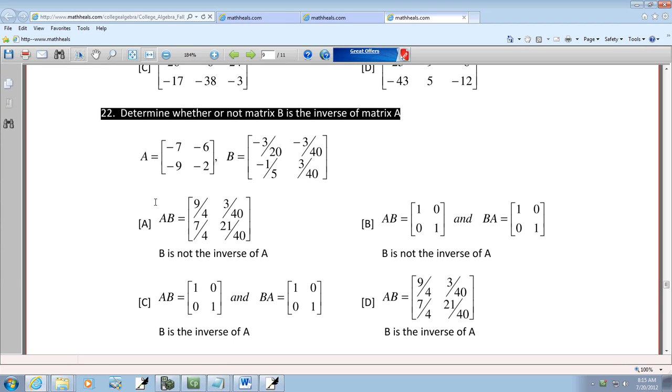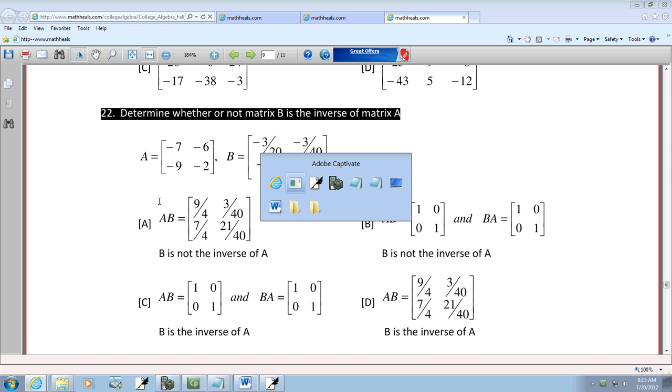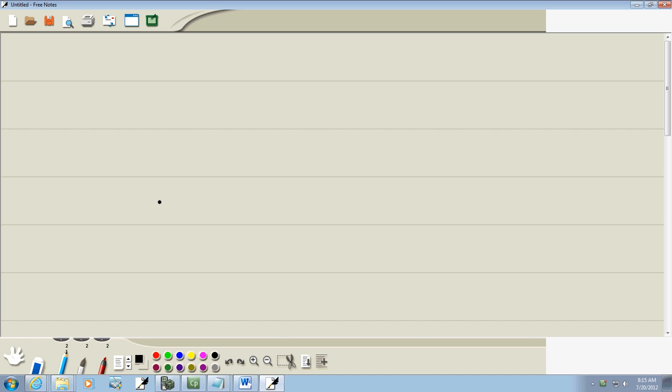Let's take a look at number 22. And it says determine whether or not matrix B is the inverse of matrix A. Well, first off, let's talk about inverses. If A and B are inverses, so we got a matrix A and we got a matrix B, they're inverses if, when you multiply A times B, that gives you the identity matrix, and you multiply B times A, that gives you the identity matrix.